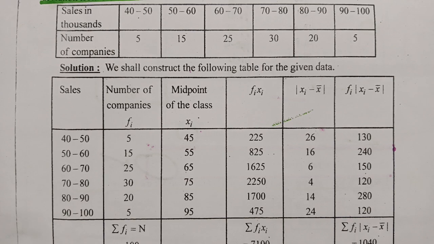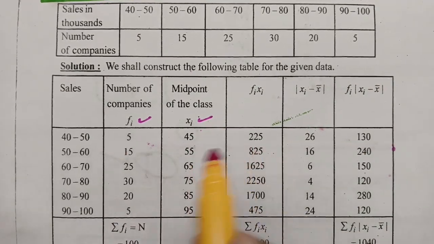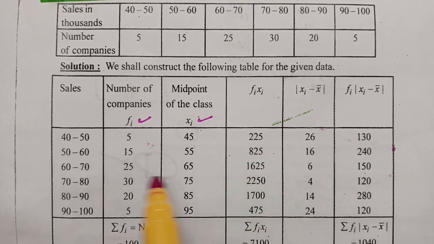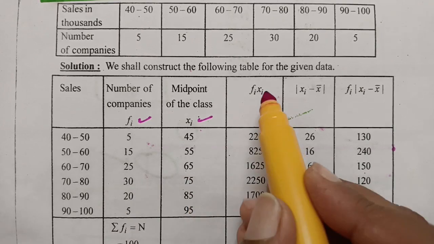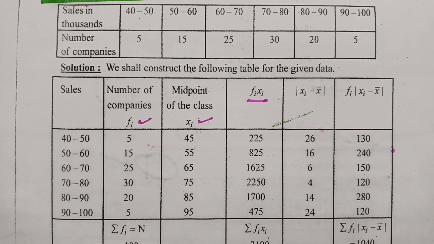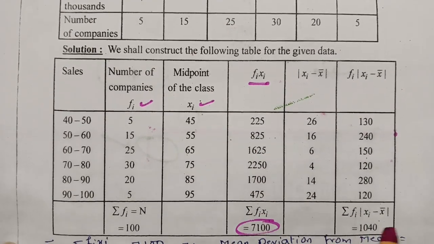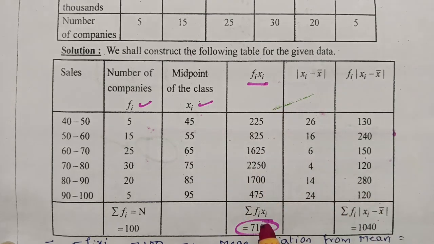The next thing we have to do is multiply these two columns, that is fi into xi. So this will be 5 into 45, 15 into 55, 25 into 65, and so on, giving the values of fi into xi. Now we have to find the mean, so we add up this column, and the addition here is 7100. 7100 is the sum of the fi xi column. Sigma f is the summation of all the frequency values, capital N, which is equal to 100.